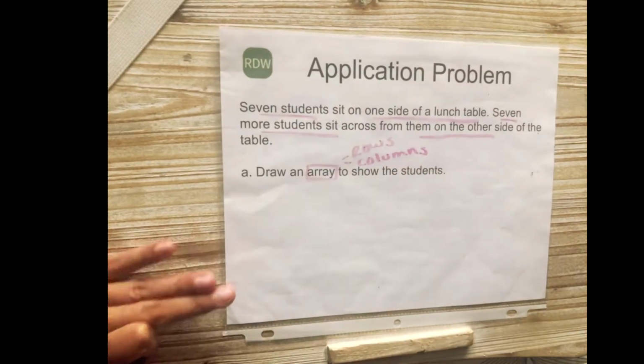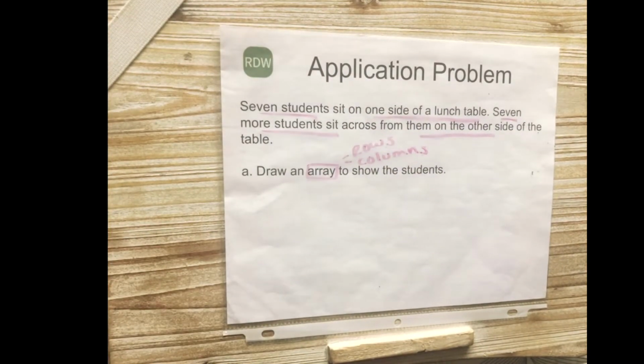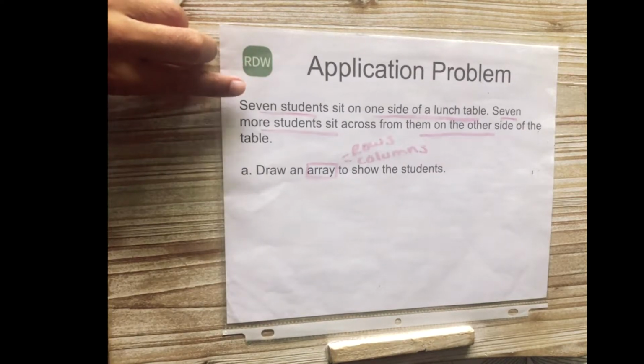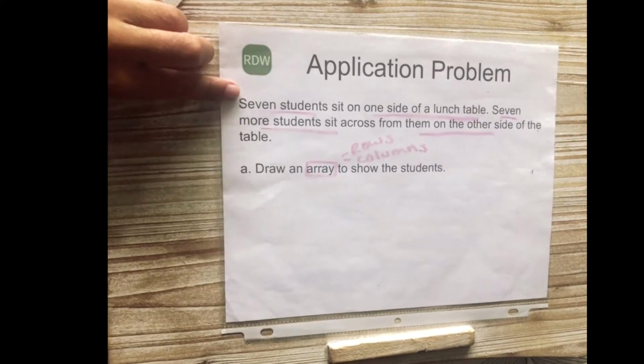So I know that I need to look at how many students were there in all, and I need to make an array. That means I need to make a model that has the same amount of rows and the same amount of columns. So I'm going to go back to the information in my problem, and I'm going to go ahead and work with that to make my array.